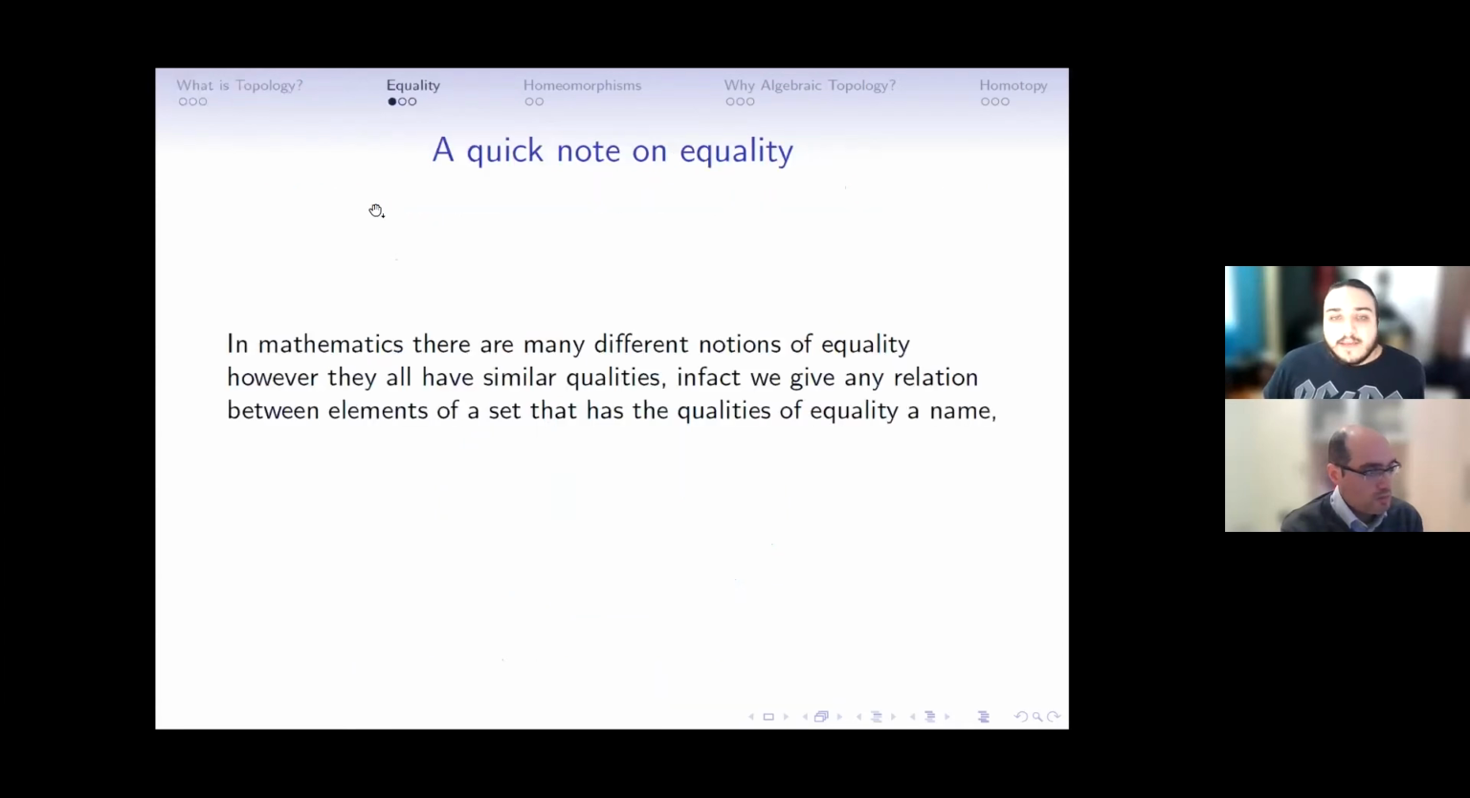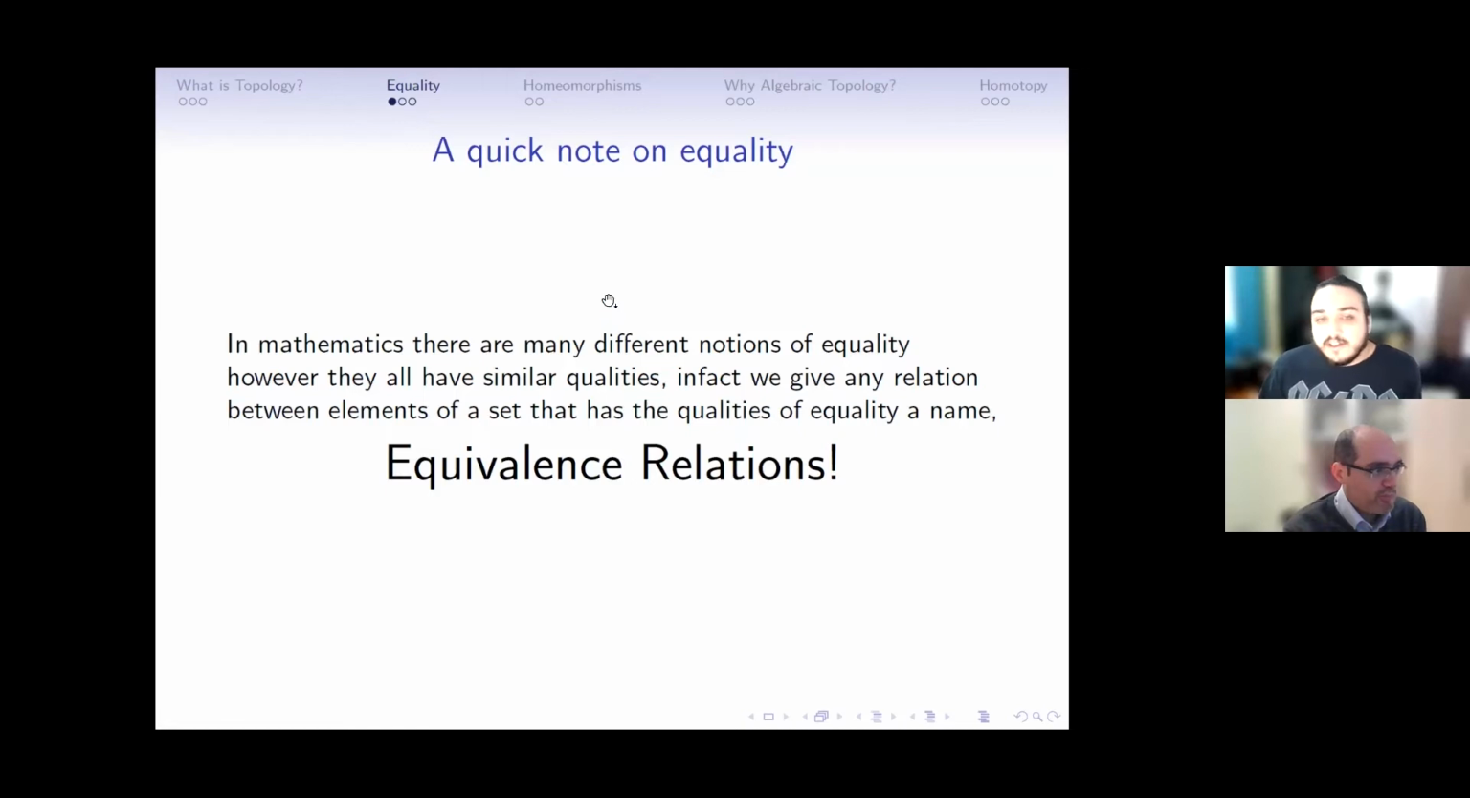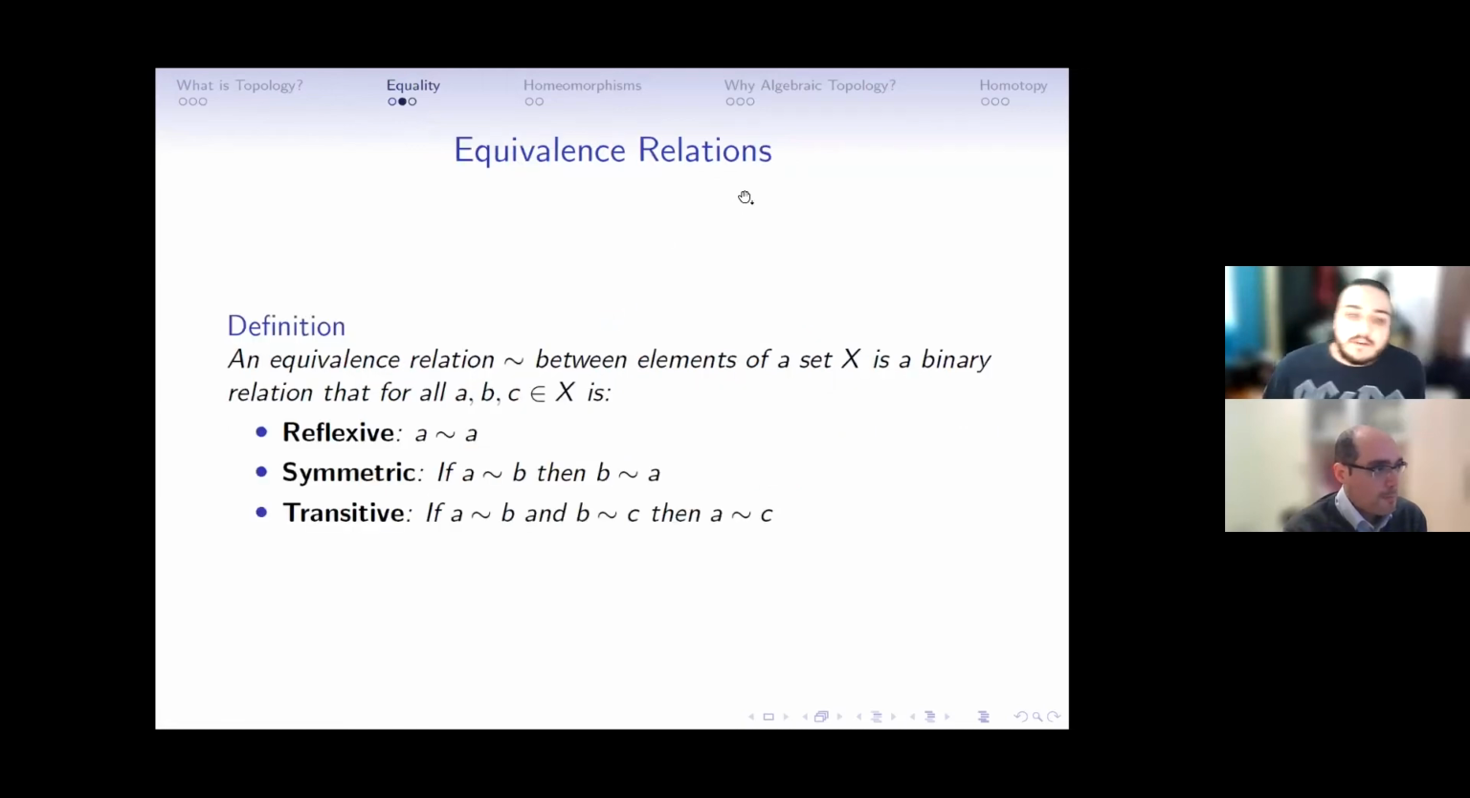Now, in maths, we do like to talk about equality of different things. Obviously, when we talk about numbers, we like to say, when is x equal to this number? But we have to be a bit more rigorous with how we define equality. A relation that has the qualities of equality is called an equivalence relation, and these are the axioms for an equivalence relation.